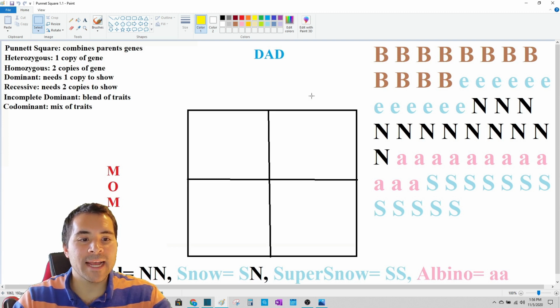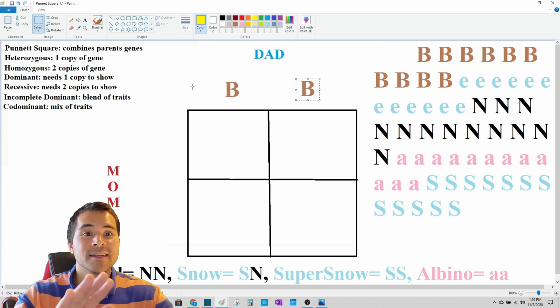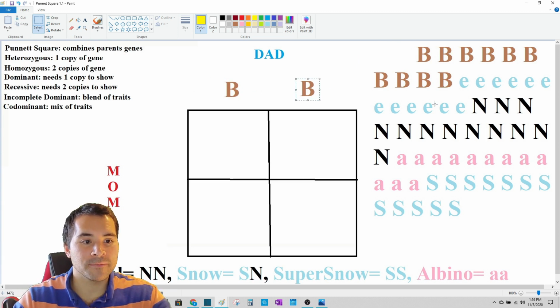So let's say your dad has brown eyes. Brown eyes is represented by a dominant capital B. Let's say he doesn't carry the blue eye gene. And let's say your mom is the same. Remember, these are the 2 genes that represent your parents.